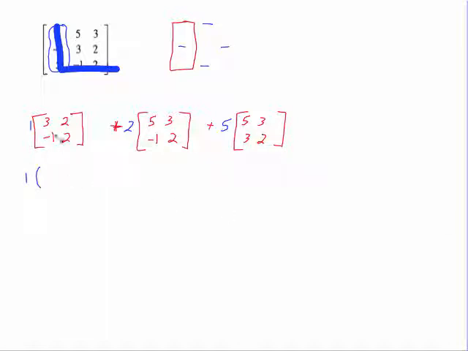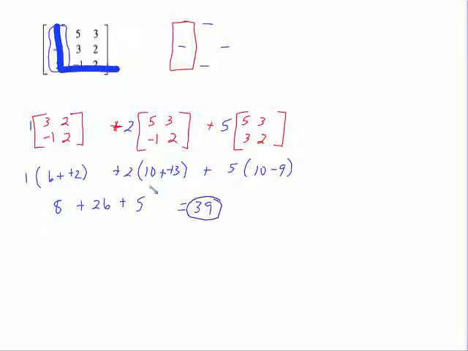This is 1 times this determinant, which is 6 minus negative 2. This one is 2 times 10 minus negative 3. And this is 10 minus 9. So clean that up. Minus and minus is plus. 1 times 8 gives me 8. Minus and minus is plus, so that's 13 inside there, times 2 is 26. Here, 10 minus 9 is 1, times 5 is 5, and that gives us 39, which is the same answer we got for the determinant of this matrix using the diagonal method.